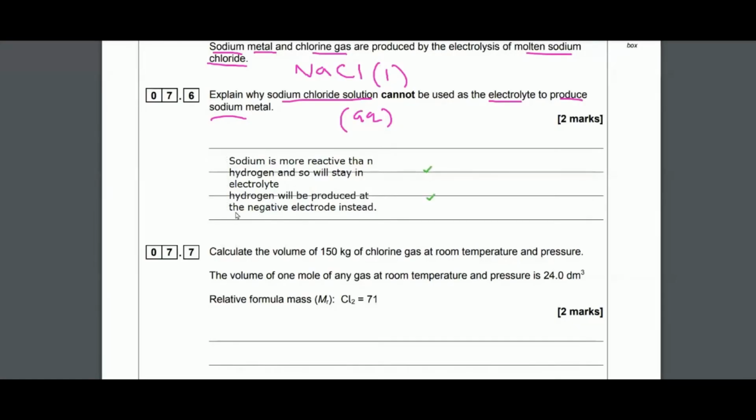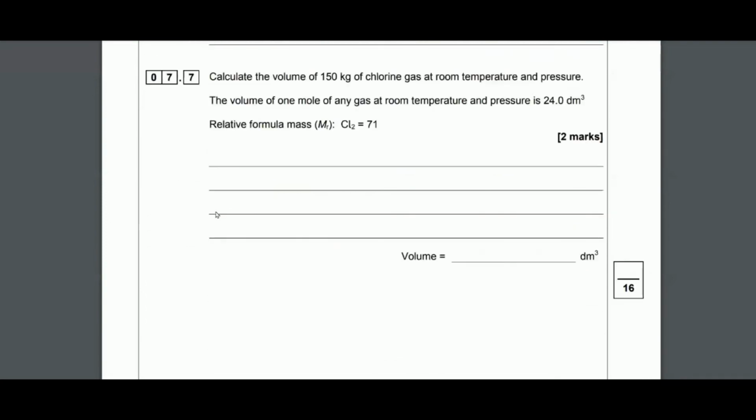In fact, whenever you use a metal compound solution as your electrolyte, you're really only ever going to be able to extract copper. Calculate the volume of 150 kilograms of chlorine gas. Let's move on to the next question. The volume of 1 mole of any gas at room temperature and pressure is 24 decimeters cubed. The relative MR of chlorine molecules is 71.